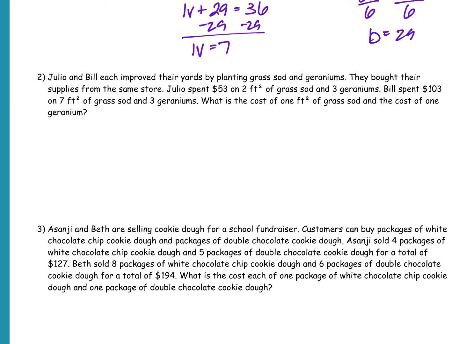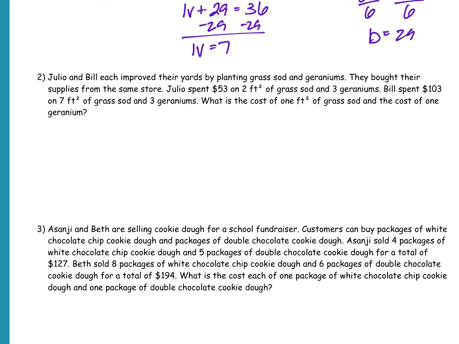Julio and Bill each improved their yards by planting grass sod and geraniums. A geranium is a flower. People asked last class what a geranium was. They bought their supplies from the same store. Julio spent $53 on 2 square feet of grass sod and 3 geraniums. Bill spent $103 on 7 square feet of grass sod and 3 geraniums. What is the cost of 1 square foot of grass sod and the cost of 1 geranium?